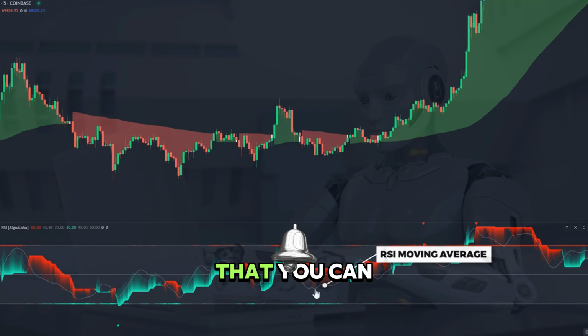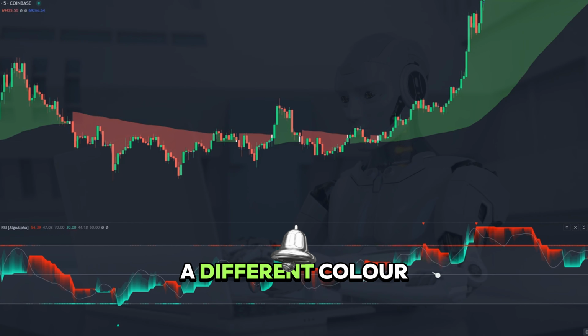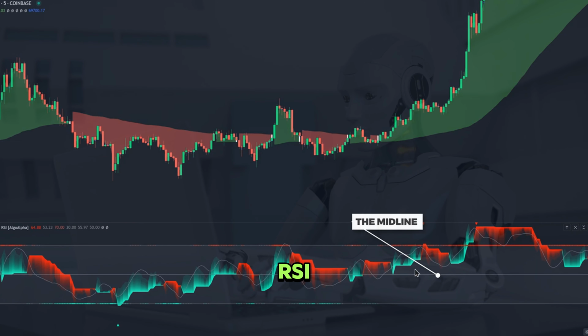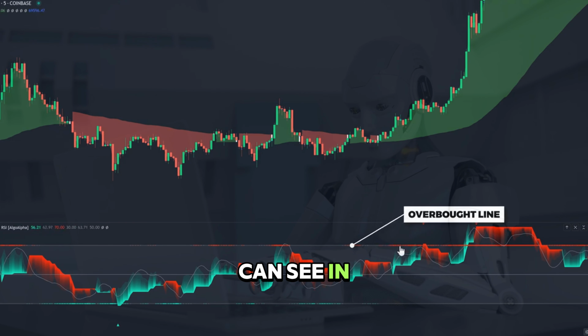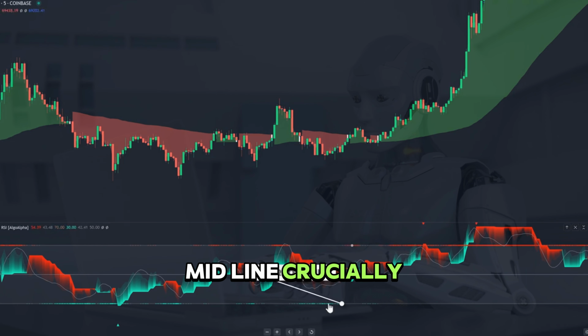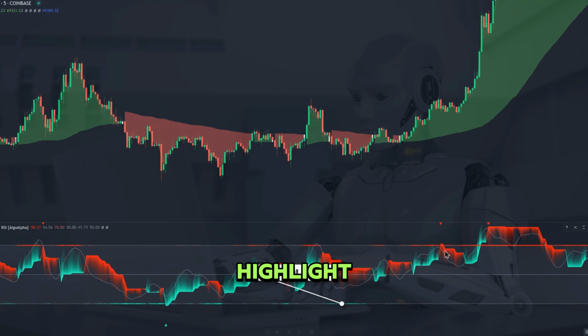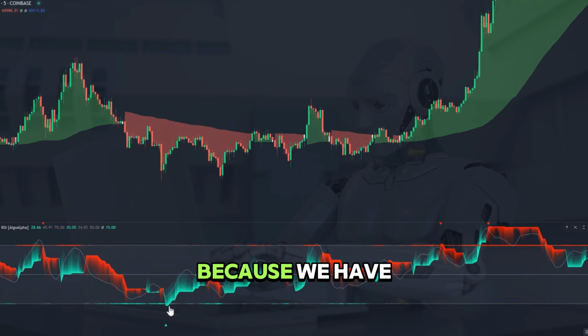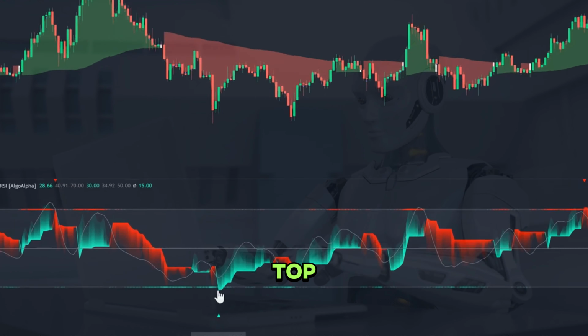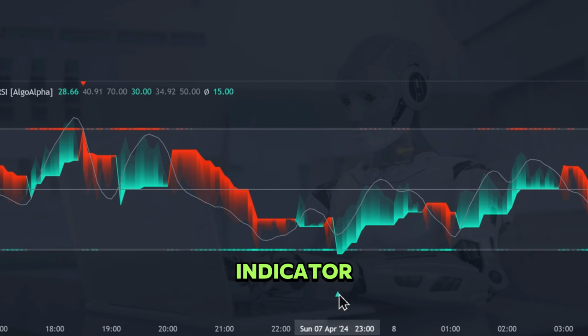The gray line that you can see, which you may want to change to a different color, is the traditional RSI. And the horizontal line that you can see in the middle is called the midline. Crucially, the indicator is able to accurately highlight when the market is overbought and oversold, because we have an overbought line at the top and an oversold line at the bottom of the indicator.